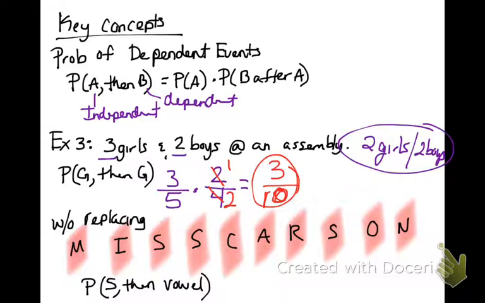Okay, you also have what we have at the bottom here. I did something that says without replacing. And I made some boxes that have the letters of Miss Carson on them. So it says, what's the probability of me picking an S? Well, I pick an S. I have 3 out of 1, 2, 3, 4, 5, 6, 7, 8, 9, 10 letters.